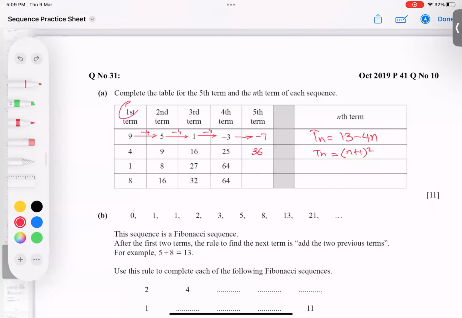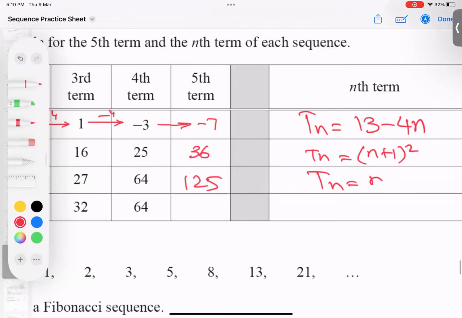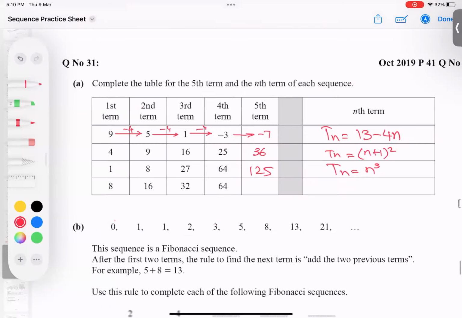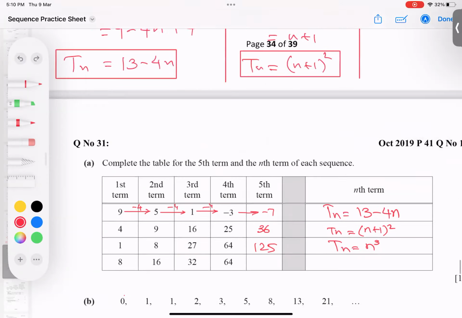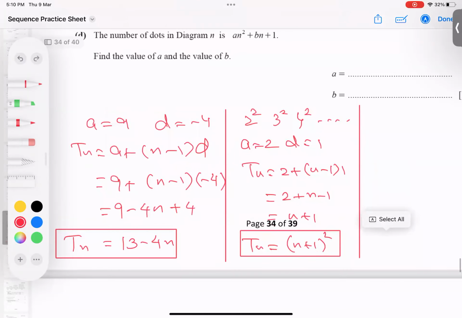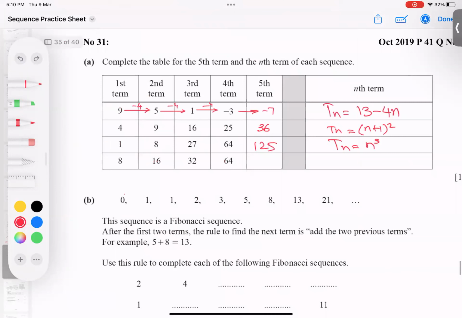How come? 1 cubed is 1. 2 to the power 3 is 8. 3 to the power 3 is 27. You can check on your calculator. 4 to the power 3 is 64. 5 to the power 3 is 125. And this nth term formula is so simple: n to the power 3. I believe if you do it directly, you will not lose marks at all, inshallah. But if you show the working the same way I did here, I think it is better. That is for securing marks.